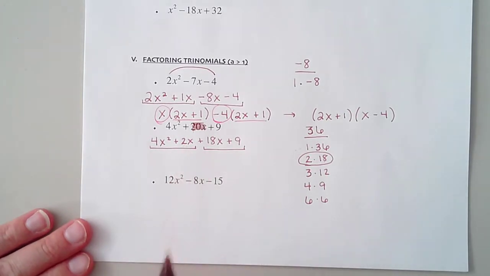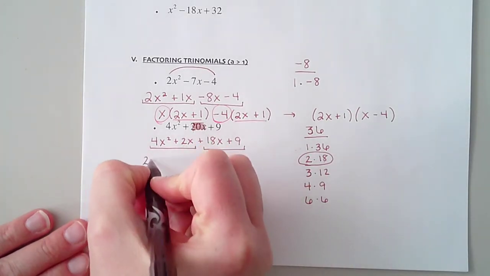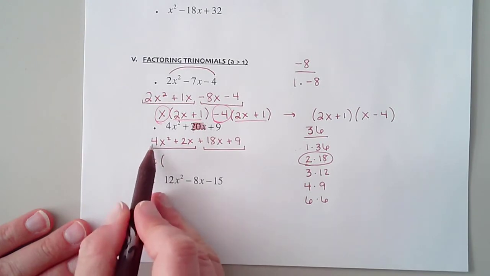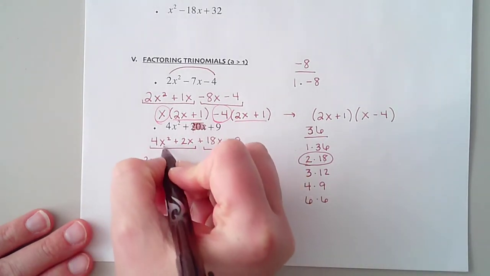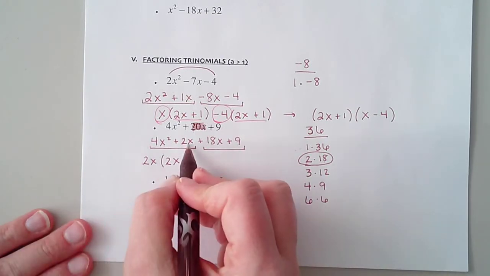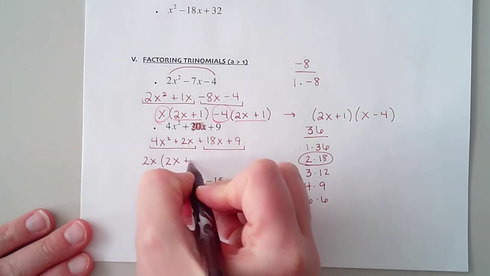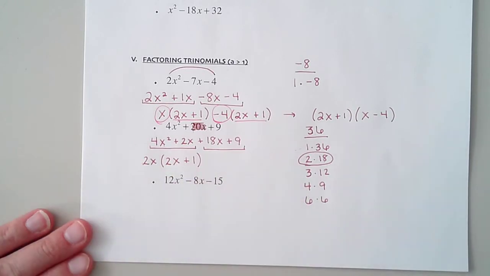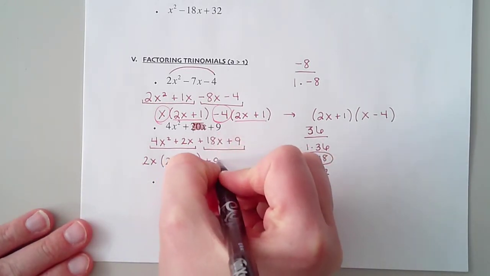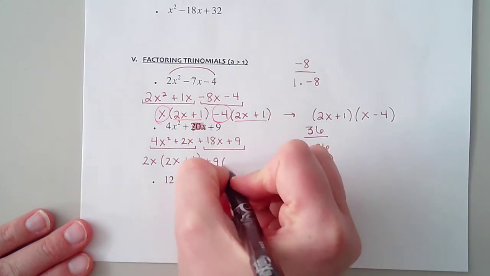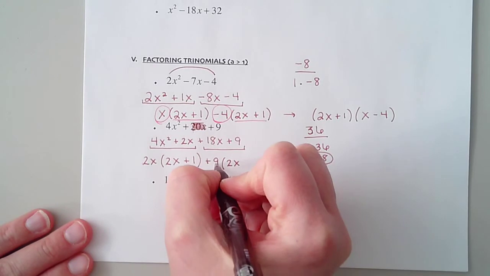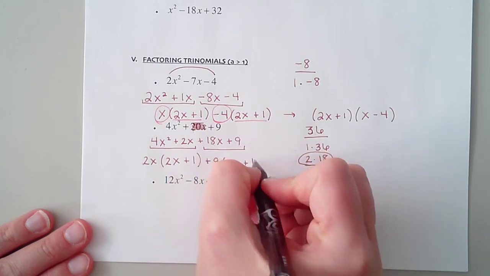Between 4x squared and 2x, they have a 2x in common. And then if I take the 2 out of the 4, I'm left with a 2, and I took out 1x, so I have an x here. And then if I take 2x out of 2x, I'm left with just a 1. Out of 18x and 9, they have a positive 9 in common. And so then if I take 9 out of 18x, I'm left with a 2x. Take 9 out of 9, I'm left with a 1.